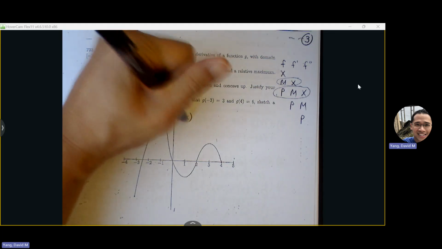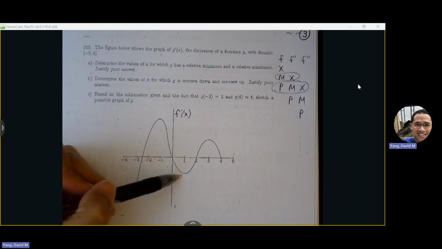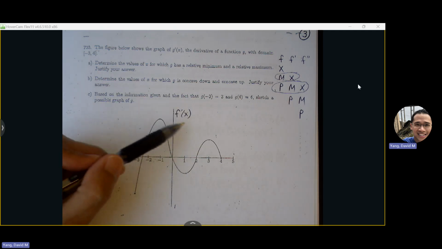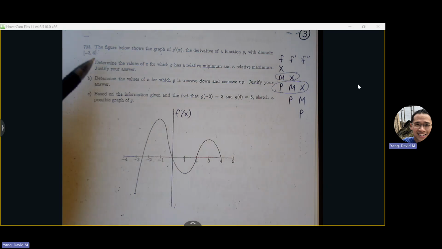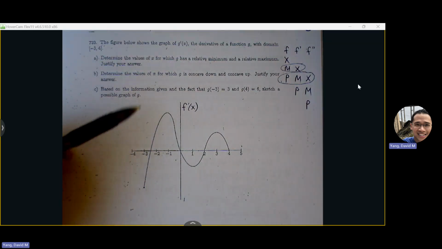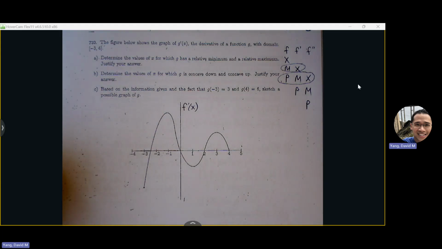This is not the original graph, so we can't as easily say, okay, there's my relative max, there's my relative min, there's my relative max. That would be easy enough if this was f of x. But this is F prime. We're asking about the behavior of the original function, which we don't see in front of us. We have F prime in front of us.